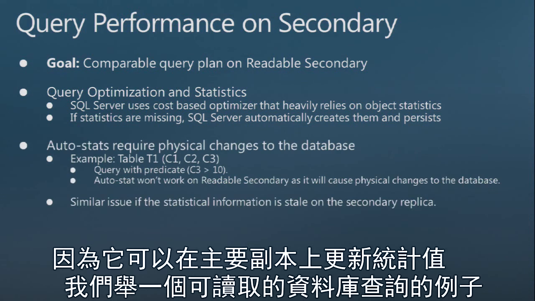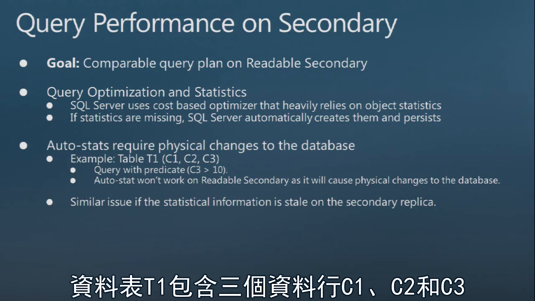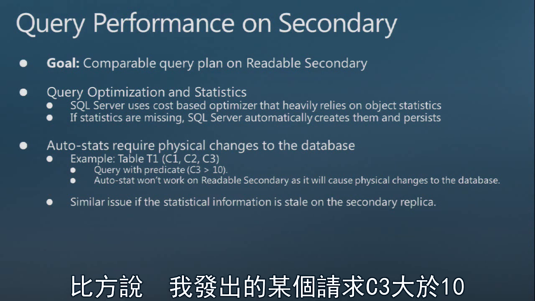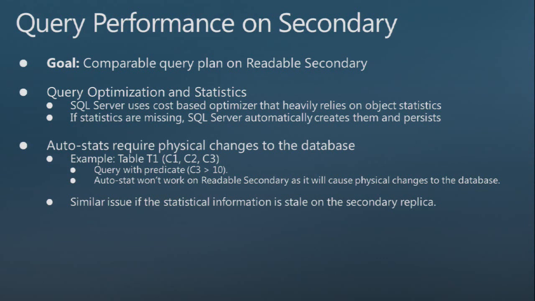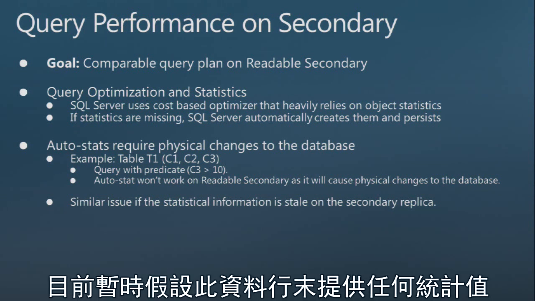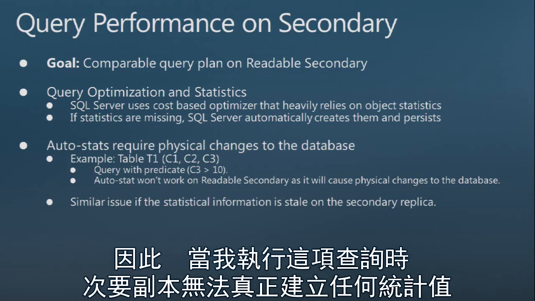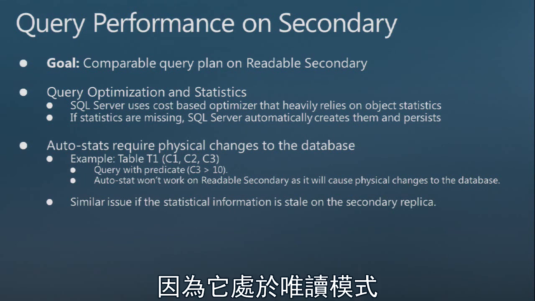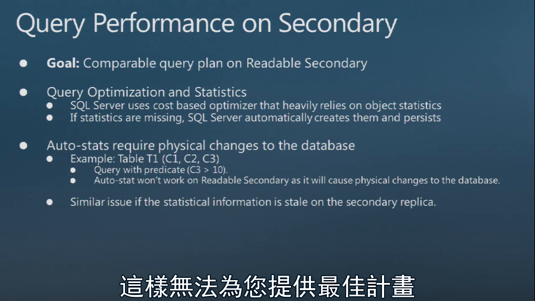So the example which I sort of explained in the read-only database context is this. I have a table T1 with 3 columns, C1, C2, C3. And let's say I issue a query with predicate C3 greater than 10. Now, assume there is no statistics available on this column. So when I do this query, the secondary cannot really generate any statistics because it's read-only mode. It will not be able to give you an optimal plan, right?